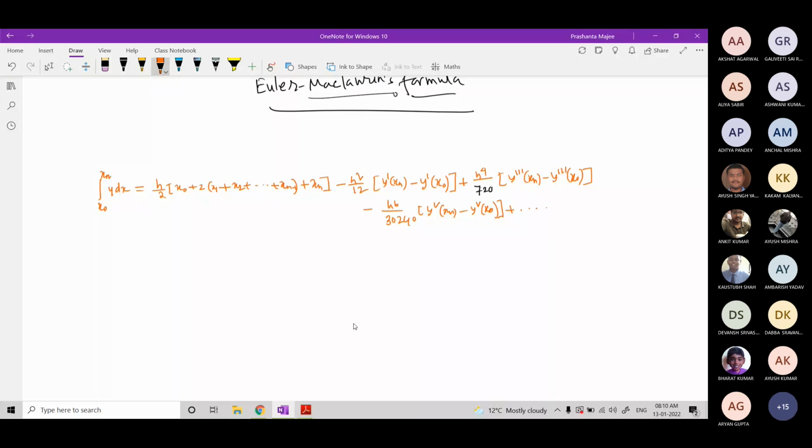You have to calculate the next term. So this is an infinite series. You will have to keep on adding successive approximations based on your requirement, how accurate you want your answer to be. Okay, so this is the Euler-Maclaurin's formula. We discussed the derivation, so let us today solve some problems using this concept.